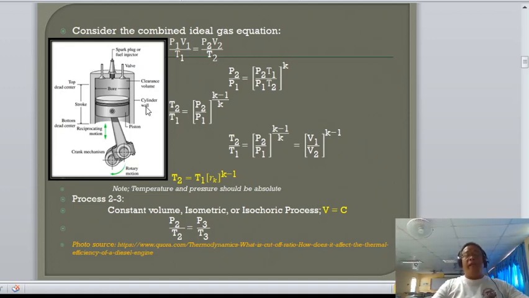Another form, the temperature in terms of compression ratio: T sub 2 over T sub 1 is equal to V sub 1 over V sub 2 raised to k minus 1, or simply T sub 2 is equal to T sub 1 multiplied by the compression ratio raised to k minus 1. Take note that the temperature at this point is absolute. Of course, if you use an ideal gas equation, you see to it that the pressure and the temperature should be absolute. That is for the process of 1 to 2.